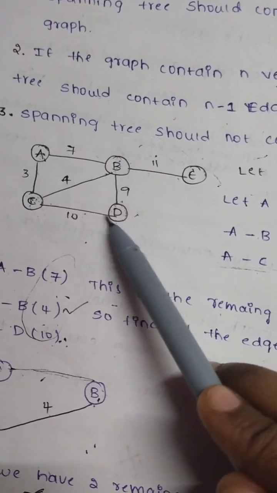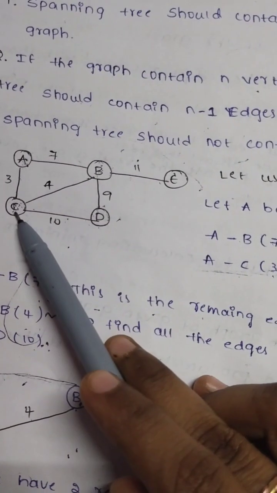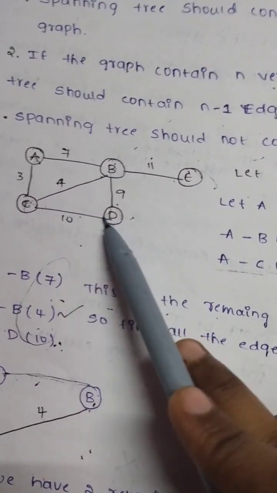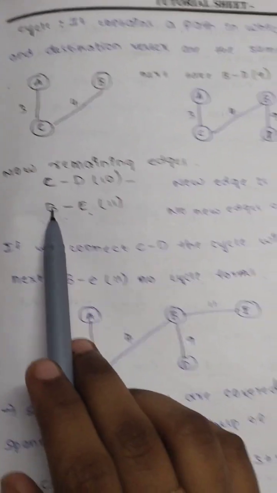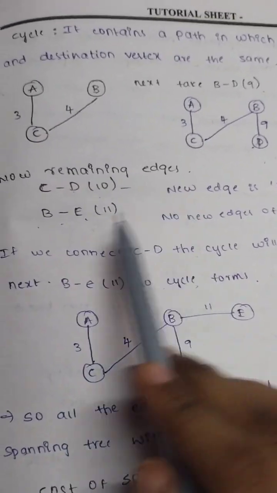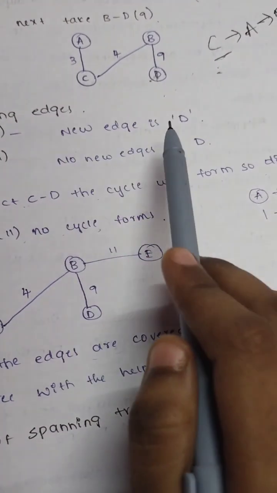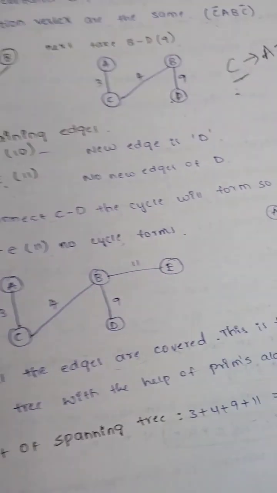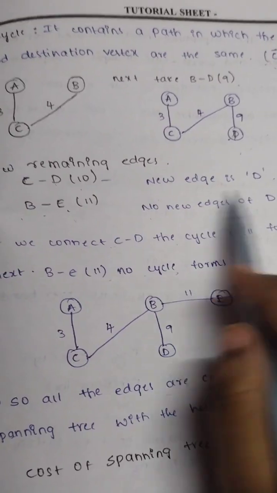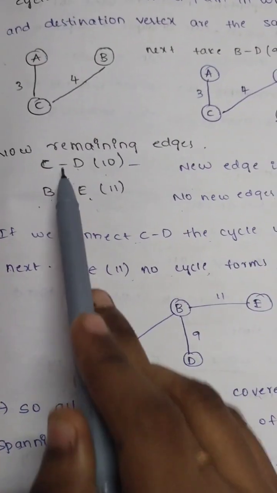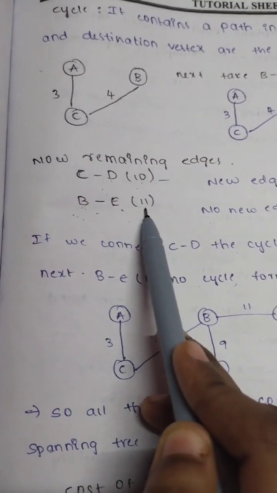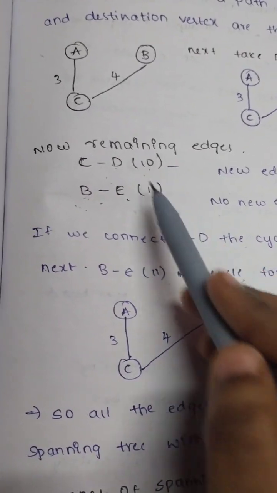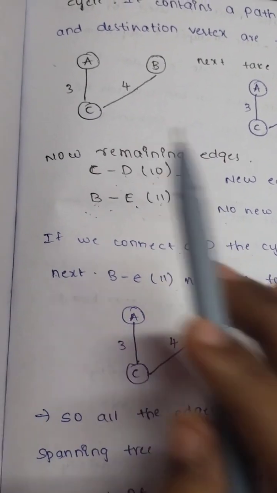What are D's associated vertices? D to C, D to B, but they are already completed, so we should not consider them. The new vertex is D, but there are no new edges for D. We have to select from these 2 only. So C to D minimum cost is 10, B to E minimum cost is 11.